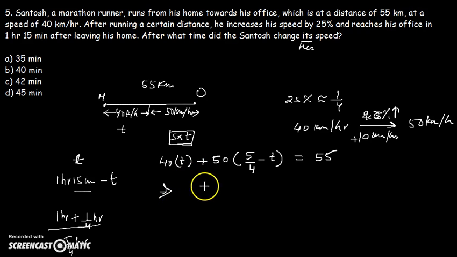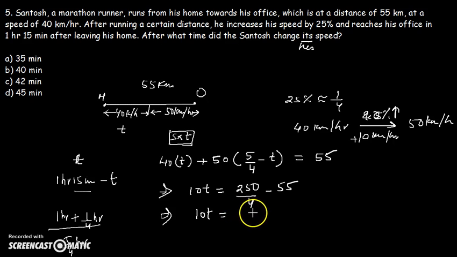So you see 10t will be equal to 250 by 4 minus 55. Let's see what do we get t as. This is 62.5 minus 55. So this will be 7.5. T will be 7.5 by 10.